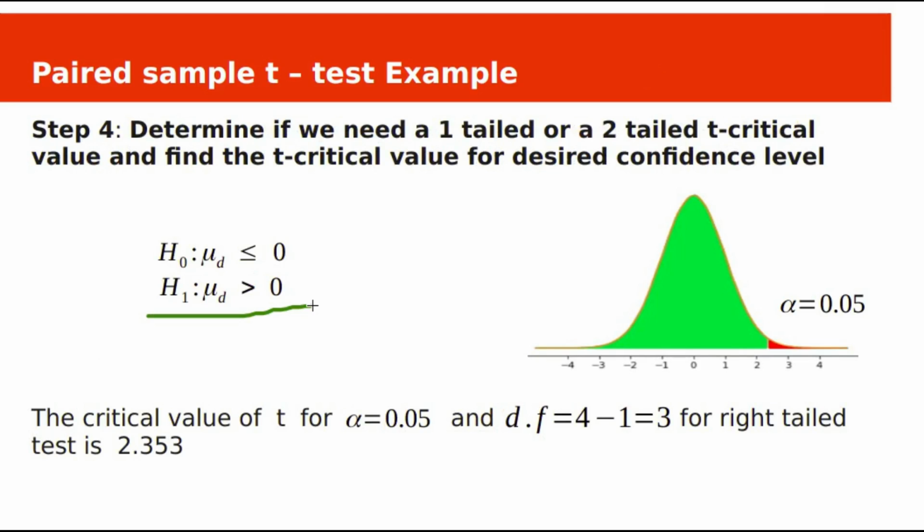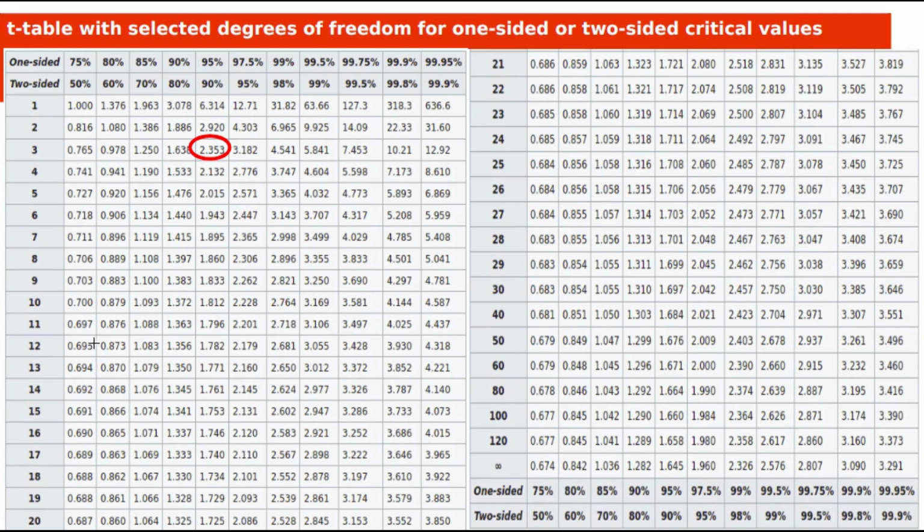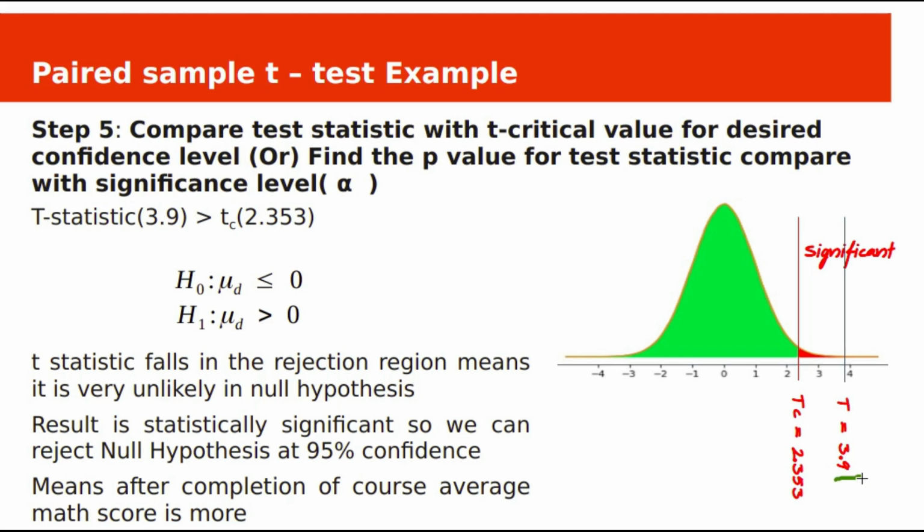Since it is right tail test, rejection region will be on one tail. Here degrees of freedom is 3. T critical value for degrees of freedom 3, for one tail test at 95% confidence level, will be 2.353. T statistic 3.9 falls within the rejection region. Here t critical value is 2.353. This t statistic is greater than this t critical value, so result is significant. We can reject this null hypothesis at 95% confidence level. Means after completion of the course, average math score is more.